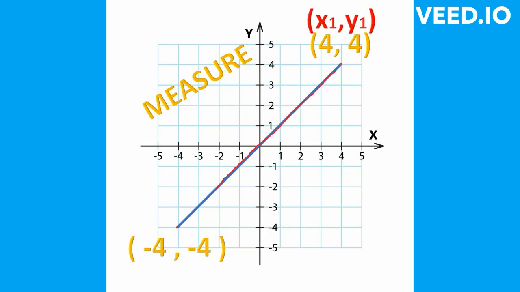We have 2 points here. Let's name these points x1, y1 and x2, y2. We are giving names. The slope will be y2 minus y1, the y coordinates, divided by x2 minus x1.